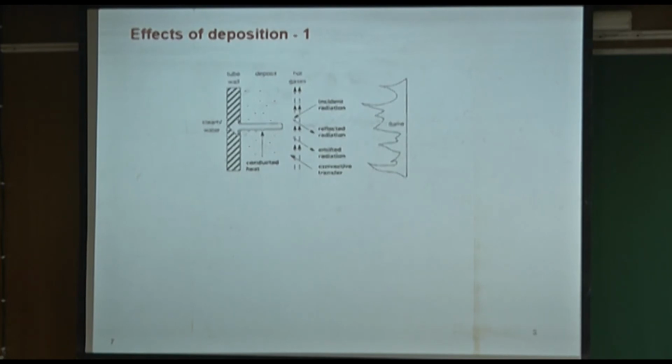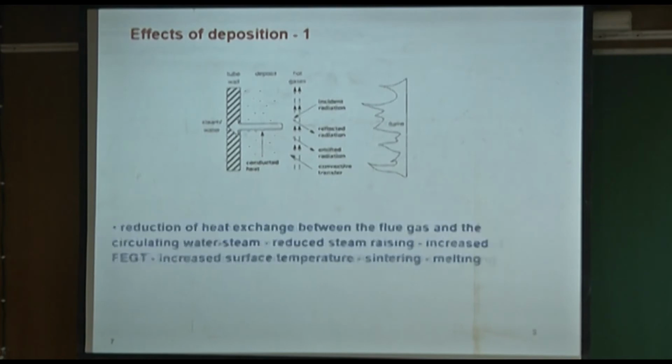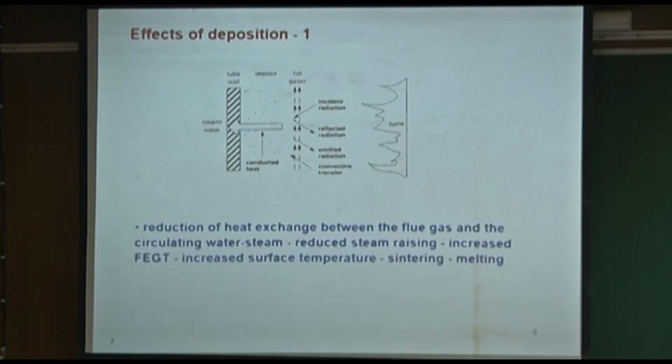So if you have a deposit buildup in here, and if you don't know the mechanism by which it is building up, then you have a problem, because you will not be generating your steam at 600 or 650 degrees, or whatever temperature you want to generate the steam at, depending on supercritical or otherwise. So the effect is that it reduces the heat exchange, it reduces steam raising, and as a result, it also increases the furnace exit gas temperature.